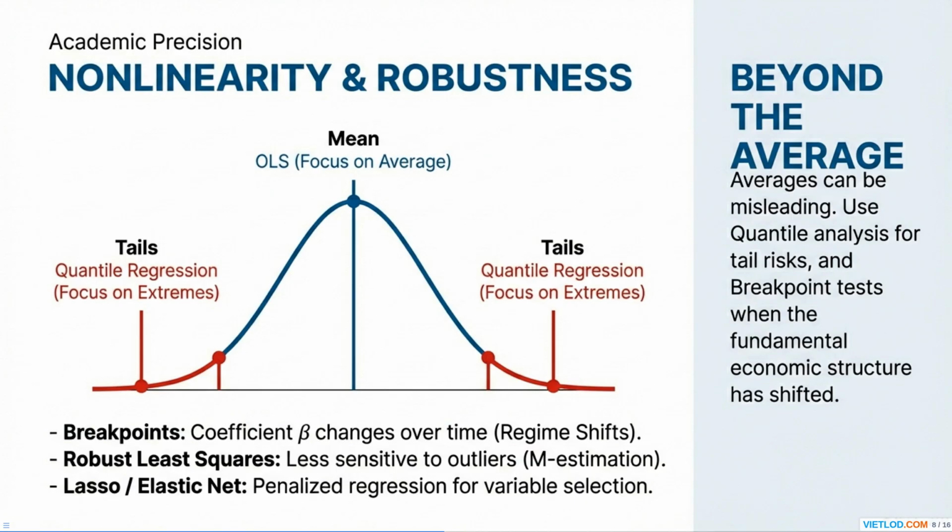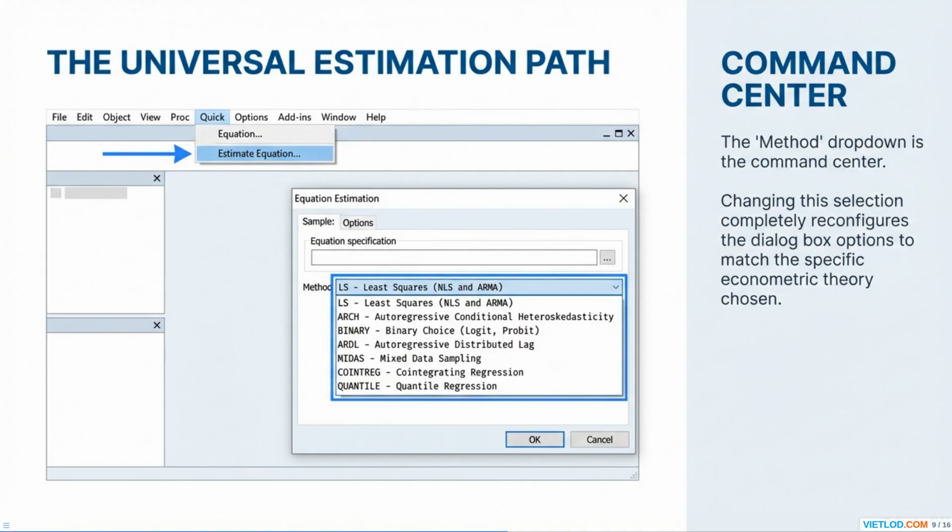When our data is contaminated with outliers, standard OLS estimates can be distorted. Robust least squares methods, like M-estimation, provide more reliable estimates by being less sensitive to these extreme observations. Lastly, for situations with many potential predictors, penalized regression techniques such as Lasso or Elastic Net help with variable selection by effectively shrinking the coefficients of less important variables to 0. This suite of methods collectively ensures a more comprehensive and robust analysis beyond simple averages.